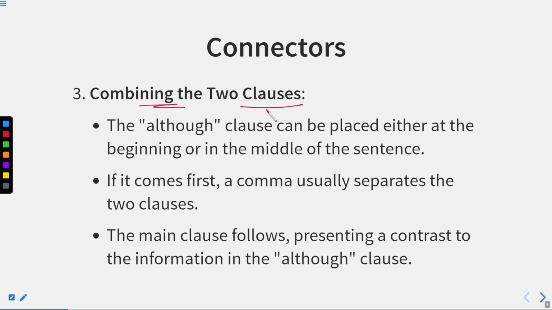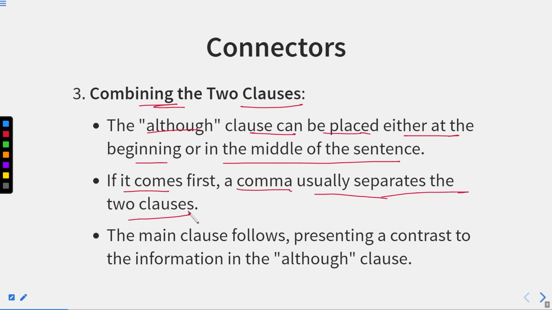Now the third one, combining the two clauses. Now we'll combine the two clauses together. The although clause can be placed either at the beginning or in the middle of the sentence. As I told you, although can either begin the sentence or be placed in the middle of the sentence, but you need to shift the entire subordinate clause after the main clause if you want although in the middle of the sentence. If it comes first, a comma usually separates the two clauses, otherwise you can also use the word yet.